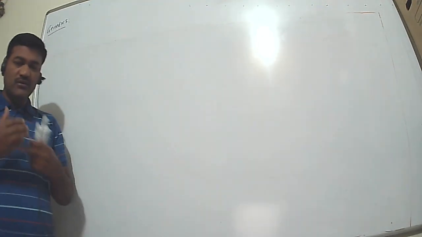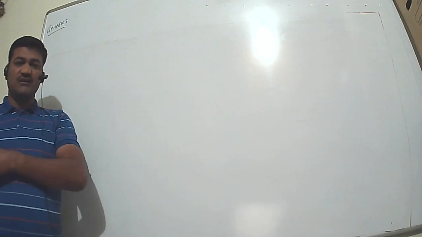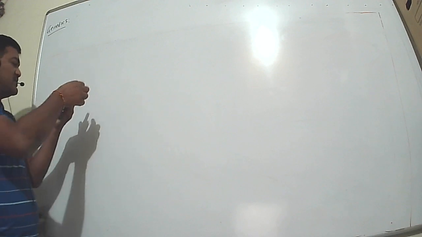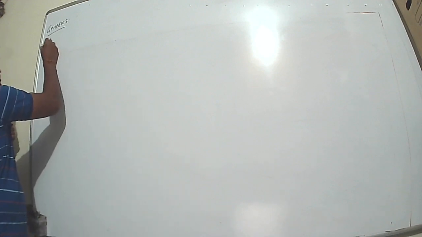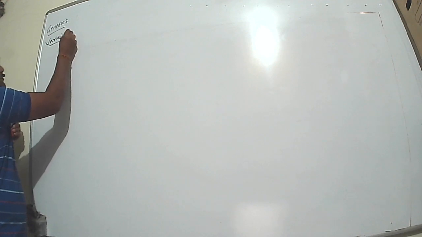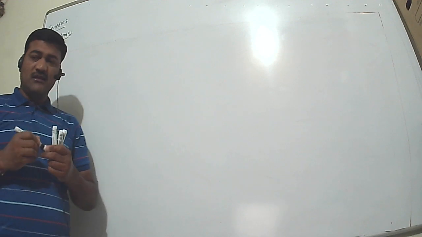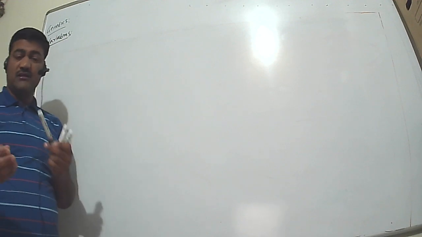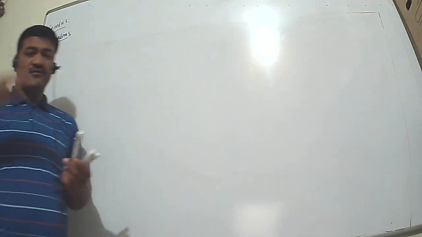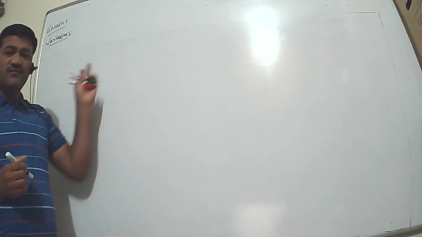So these new characters which you see in the offsprings, but which are not found in the parent generation, are called variations. Okay, so what are variations? These are the new characters which are found in the offsprings, but not found in the parents. They're called variations.